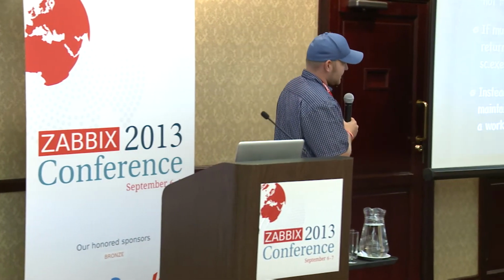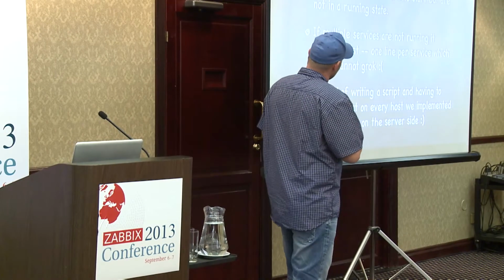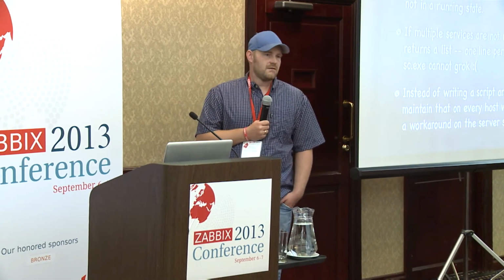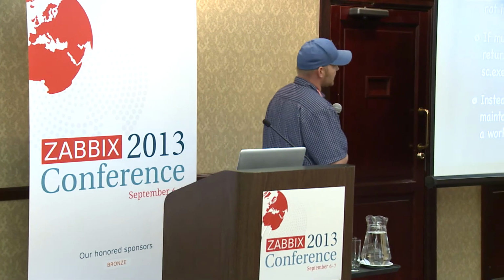If we take my first example, we run a lot of Windows, and we use the built-in services item to detect if services that are set to automatic start stopped running. Our next logical conclusion was if we can detect that, we should probably just try to start the various services a number of times before going out and alerting our staff. That proved to be somewhat problematic, because if you have more than one service that's failed, this item is going to give you a list with one service name per line. And this is not something that you can easily feed to the existing Windows tools like sc.exe for starting services.